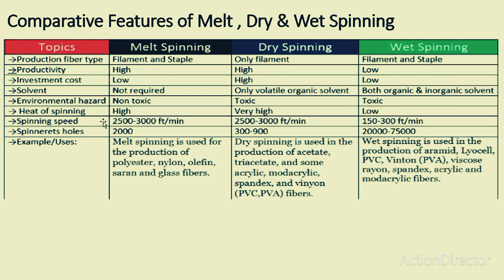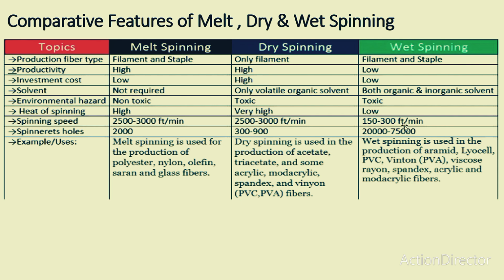Spinning speeds. These methods have different spinning speeds. In melt spinning, its speed is 2500 to 3000 feet per minute, while in case of dry spinning it's the same, 2500 to 3000 feet per minute. In the case of wet spinning, speed is 150 to 300 feet per minute.